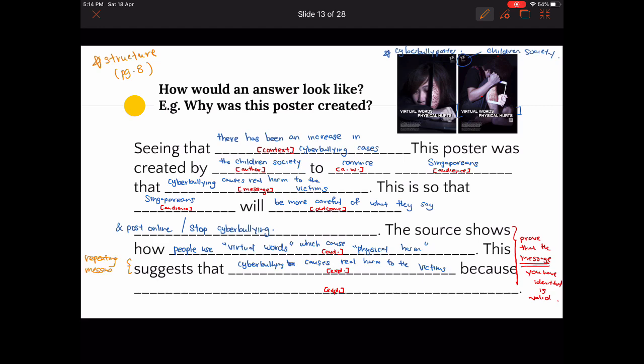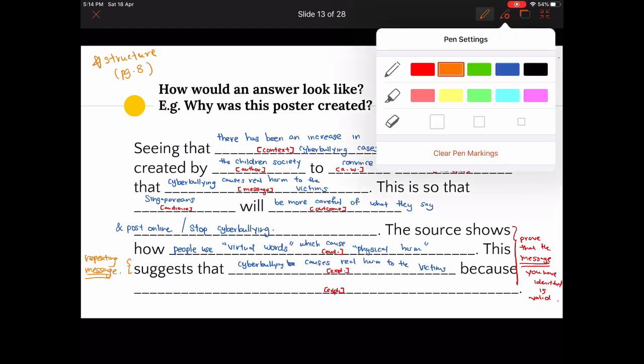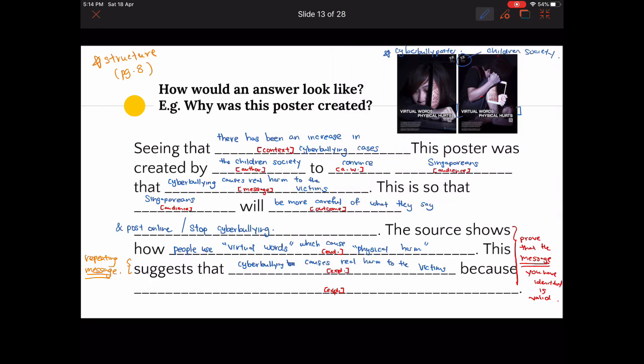This is to remind yourself that you are explaining the message. You are trying to prove that your message is valid. This suggests that cyberbullying causes real harm to the victims because, even though cyberbullying happens virtually, it causes people to be emotionally scarred, etc. And this completes our entire purpose answer.